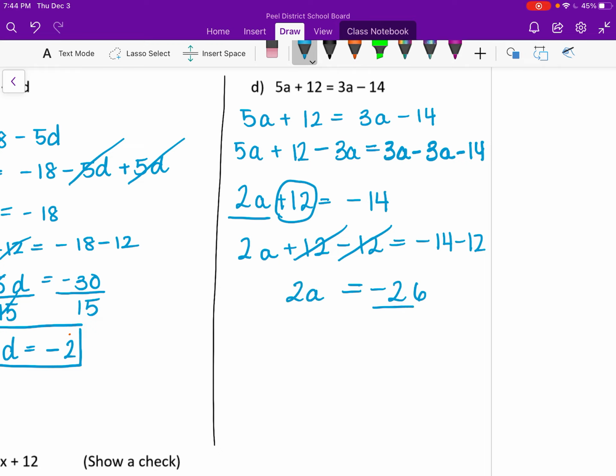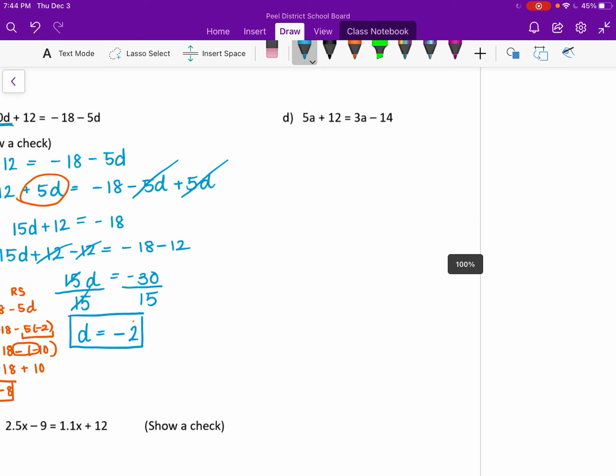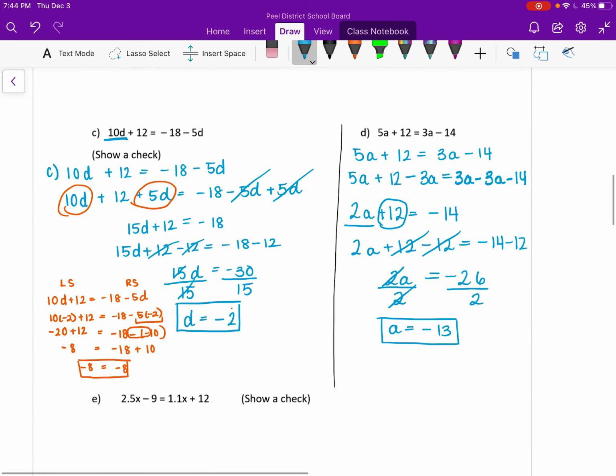After that, I'm going to get rid of this 2 times a by doing 2 just over 2, so divided by 2. Cancels each other out, but whatever I do to that side, I got to do to this side. So a is equal to negative 26 divided by 2, which is negative 13. And that means that a is negative 13. If you wanted to check it, you would do it the same way you did it over here.